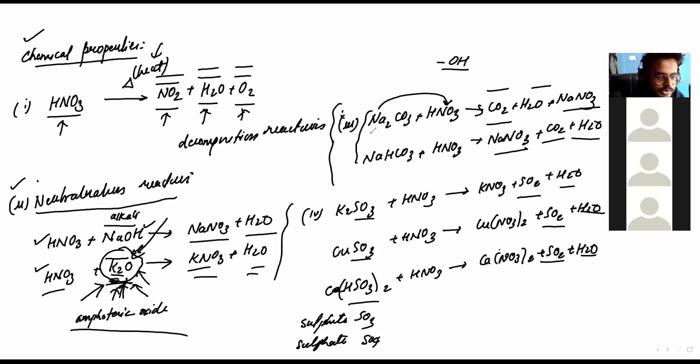Then carbonates. Nitric acid reacts with metal carbonates to form carbon dioxide, water, and the salt. It reacts with metal bicarbonates to form the same salt, carbon dioxide, and water. Nitric acid reacts with metal sulfites and bisulfites to form sulfur dioxide and water in all cases. So I'll stop at this point for today.